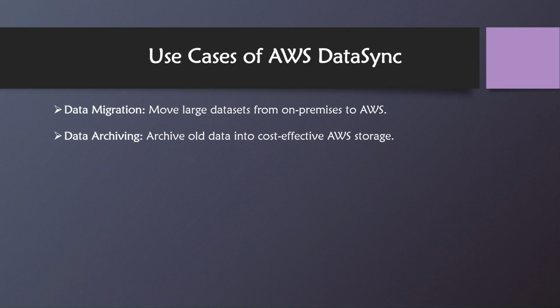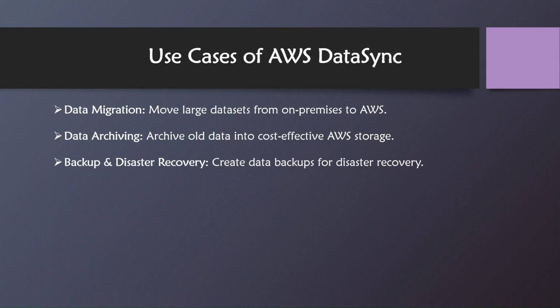Data archiving. Organizations often need to archive large amounts of old, less frequently accessed data. AWS DataSync enables businesses to transfer this data to cost-effective storage solutions such as Amazon S3 Glacier, which is designed for long-term data archiving. This reduces the need for on-premises storage management, freeing up local resources and lowering operational costs while keeping data secure and accessible.